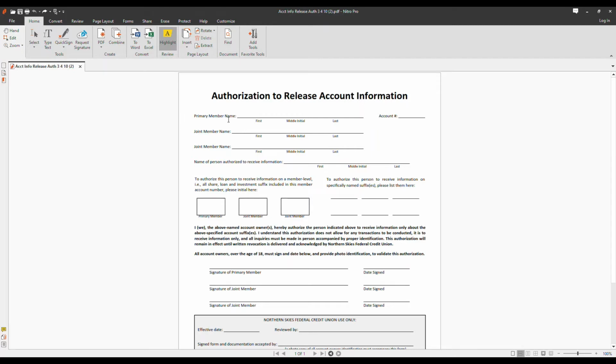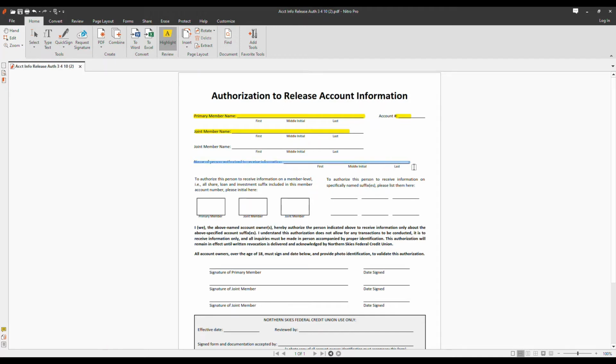When you get your form, I highly recommend that you take a quick look at it. The fields are pretty simple. Primary member, what's their name? I don't need to know anything other than their name. What's the account number that we're looking at? Is there a joint? Great. What's their name? If there's no joint, you would just leave that blank.